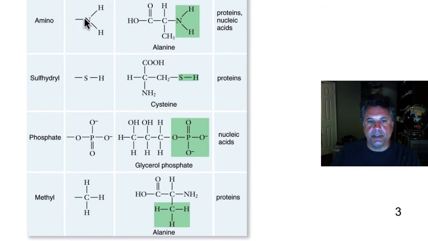The amino group is nitrogen bonded to 2 hydrogens. We find that, for example, in the amino acid alanine, we find the amino group in proteins and nucleic acids. Here's the amino group attached to a carbon, and this is an amino acid that we find in our proteins. And we'll talk more about that shortly.